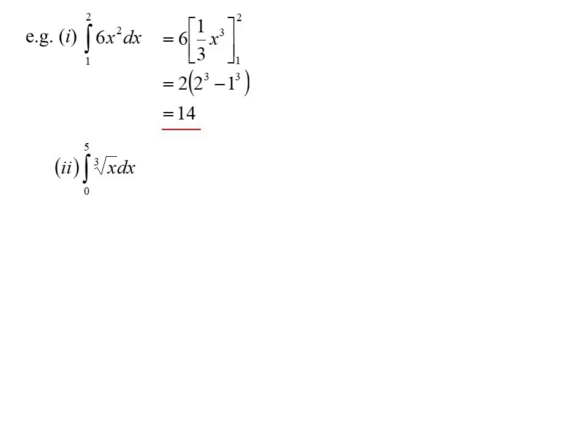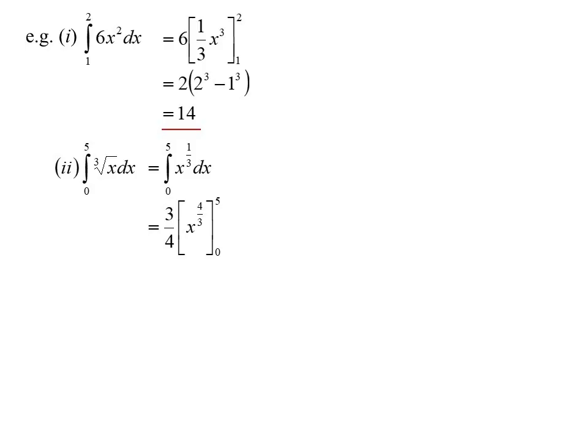The cube root of x, so I've got to change it to index form first. So that's x to the power of a third, add 1 to the power over the power. 4 thirds over the power, when we're talking about fractions, is the same as saying what's the reciprocal. So I'll get 3/4 x to the 4 thirds. Substituting 5 into this, I'm not going to get a nice, neat, exact answer. If I go to a calculator, I'll get a decimal approximation.